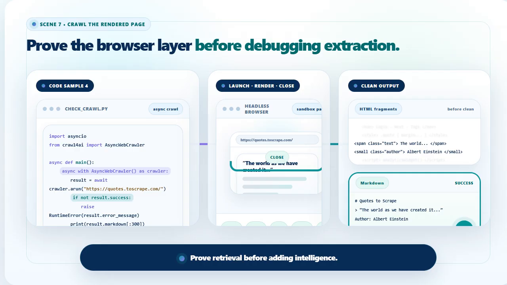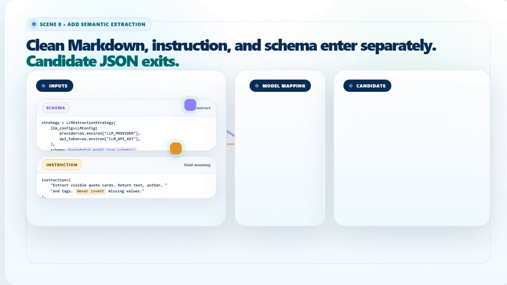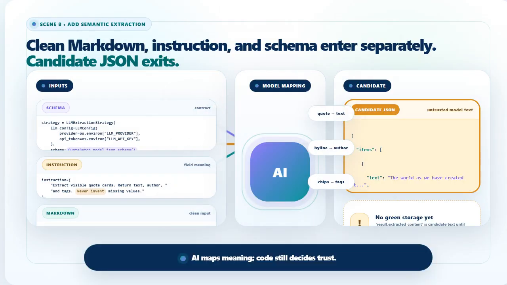Crawl4AI can expose raw HTML, cleaned HTML, markdown, links, media, and extracted content. For AI extraction, cleaner content matters because menus, scripts, and repeated chrome waste context and confuse fields. First prove that crawling succeeds, then add intelligence.